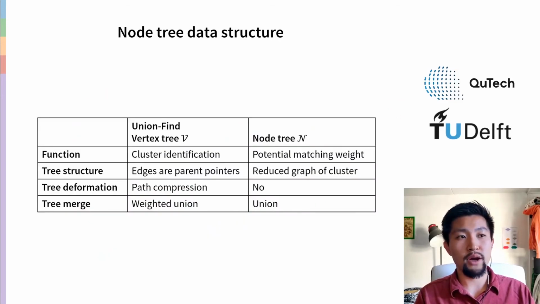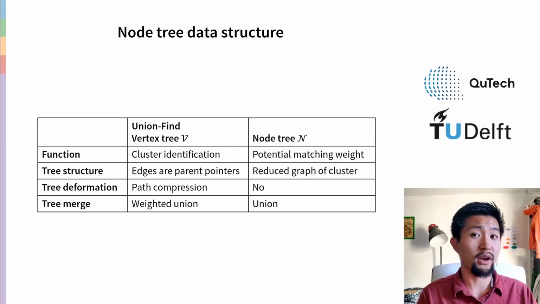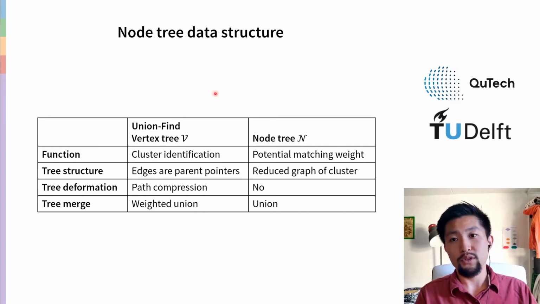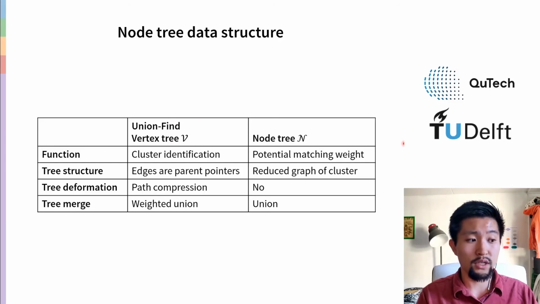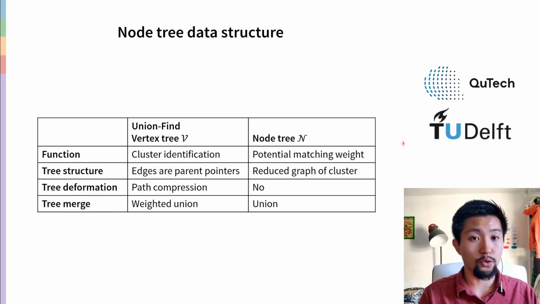So let's make the comparison between these data structures. And I would like to stress that it doesn't replace the unified vertex tree. It must coexist, because the function of the unified vertex tree is cluster identification. And that is something that we still need, because we're still growing these clusters and they're still merging and growing. The function of the node tree is to store these potential matching weights for each node and all the vertices belonging to that node.